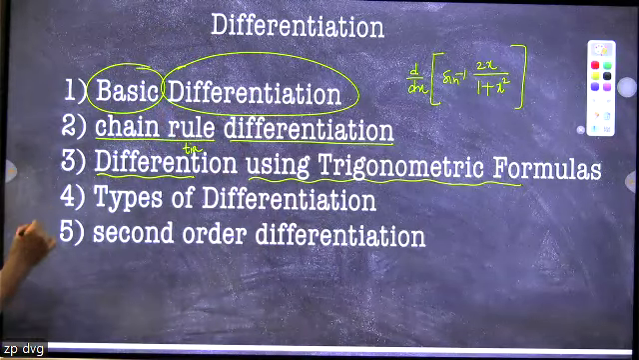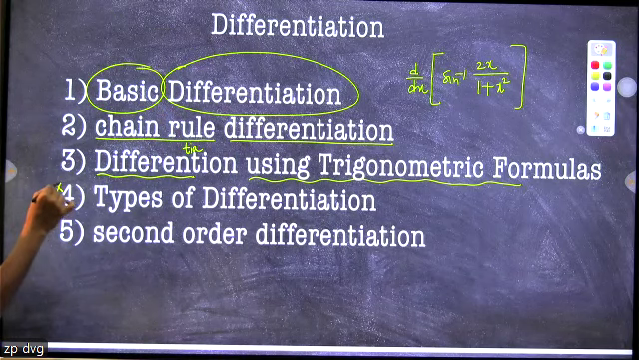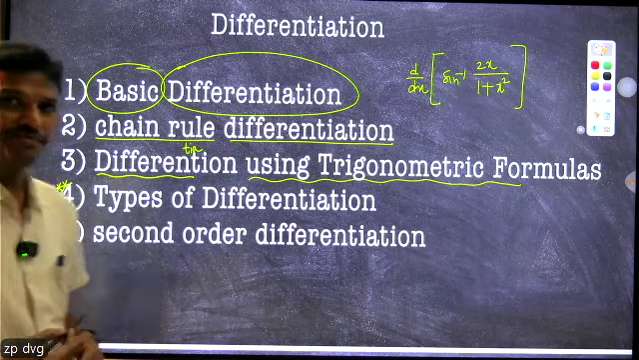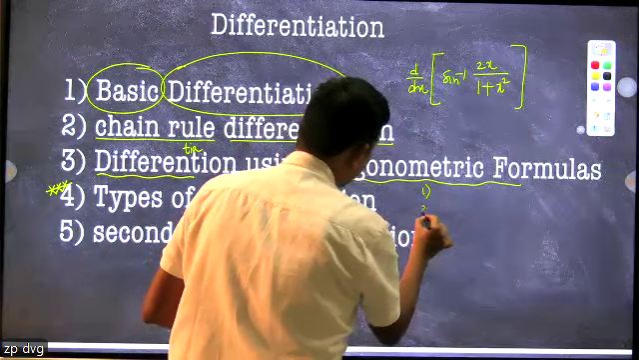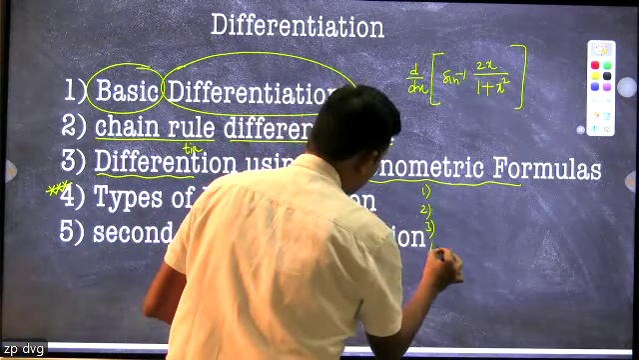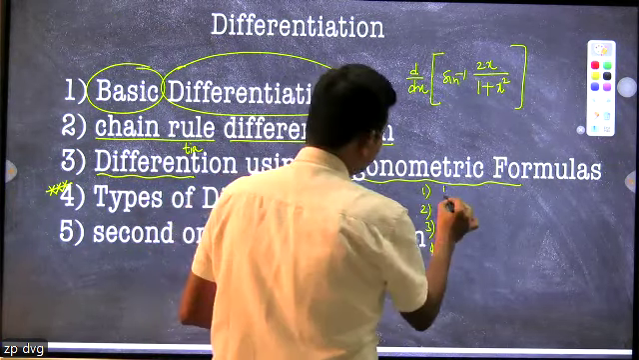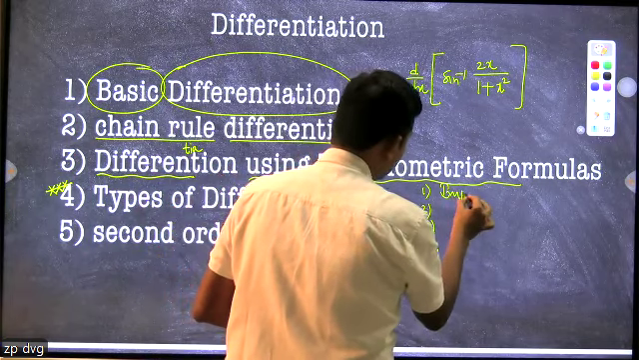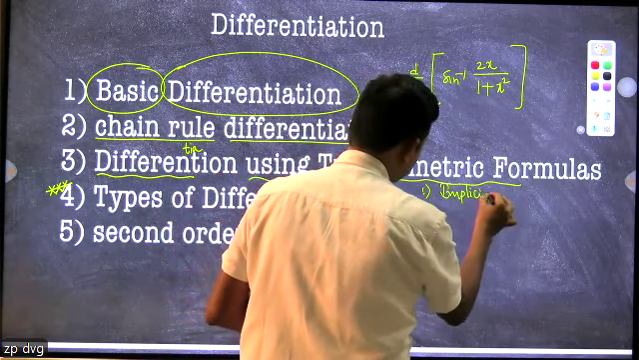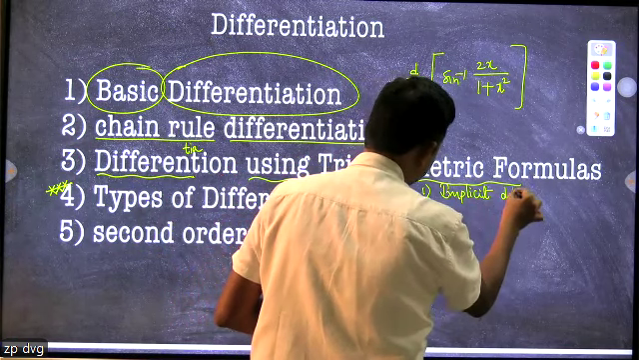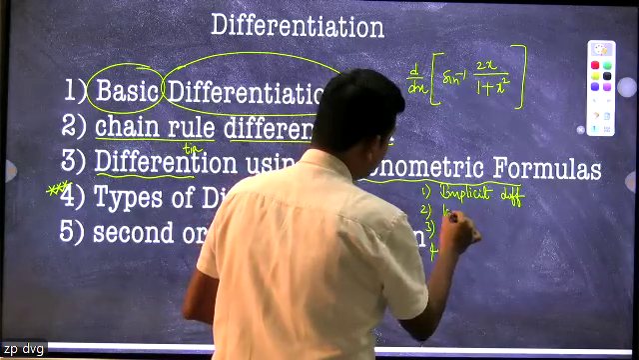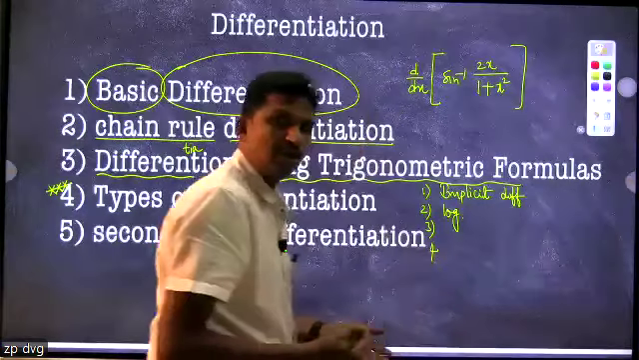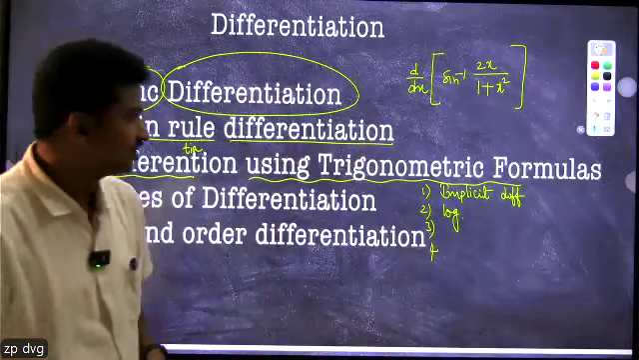Fourth one is methods of differentiation, or types of differentiation. This is very, very important. In these, a total of four types are there. The first type is implicit differentiation, for which one shortcut is also there that we'll discuss. The second one is logarithmic differentiation, where we apply logarithm on both sides and then differentiate.